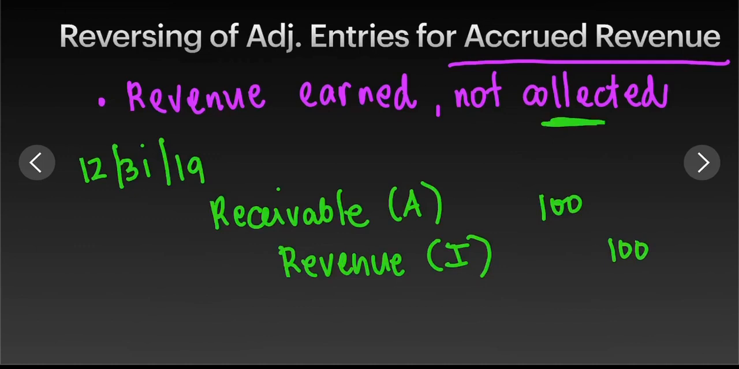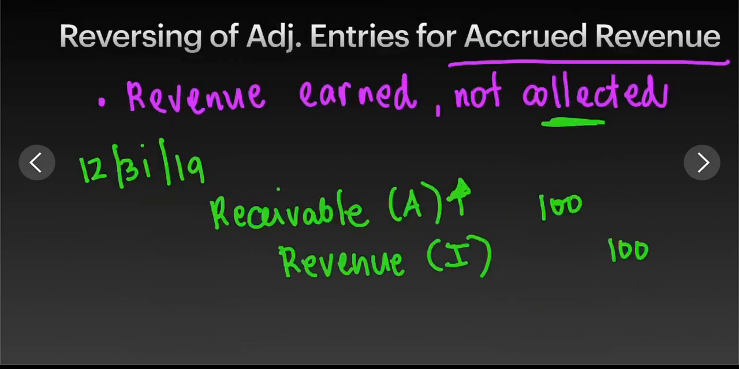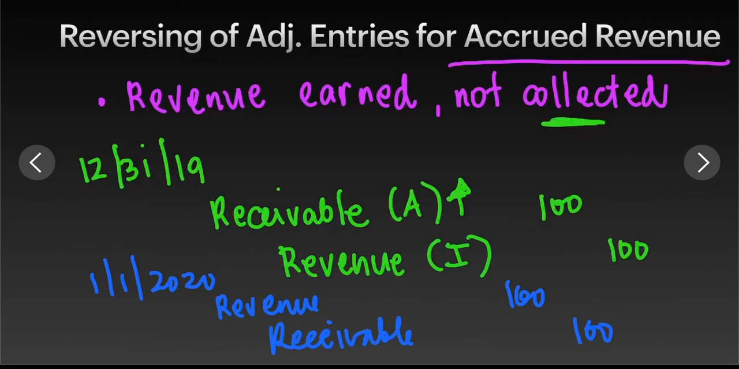Your asset is being debited, therefore your asset has been increased. As stated earlier, only an adjusting entry that increases your asset or liability qualifies. So, in this case, it's very clear that during adjustment for accrued revenue, your receivable, which is an example of an asset, increases. Therefore, this kind of adjusting entry is qualified to be reversed. And how are you going to reverse this? On January 1 of 2020, you reverse it by simply doing the exact opposite of the entry. You debit your revenue and you credit your receivable. How much? 100.